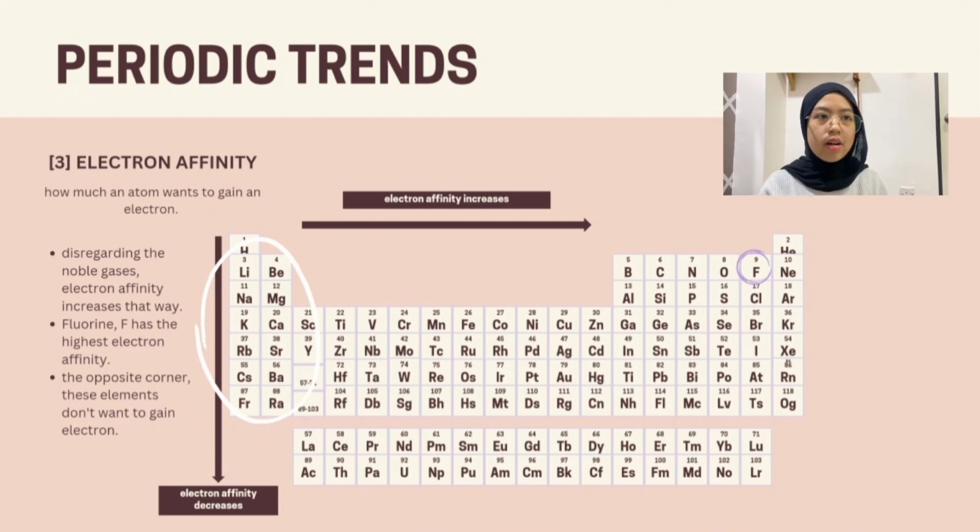Continue to the third one, which is the electron affinity. This is exactly the opposite of the ionization energy, since ionization energy is how much energy you need to remove an electron, and electron affinity tells us how much an atom wants to gain an electron. Disregarding the noble gases as their shells are full, electron affinity increases this way. Fluorine has the highest electron affinity because if it gains one electron, it will have a full shell or noble gas electron configuration. Looking at the opposite corner of these elements, they don't want to gain electrons, but would rather lose them.